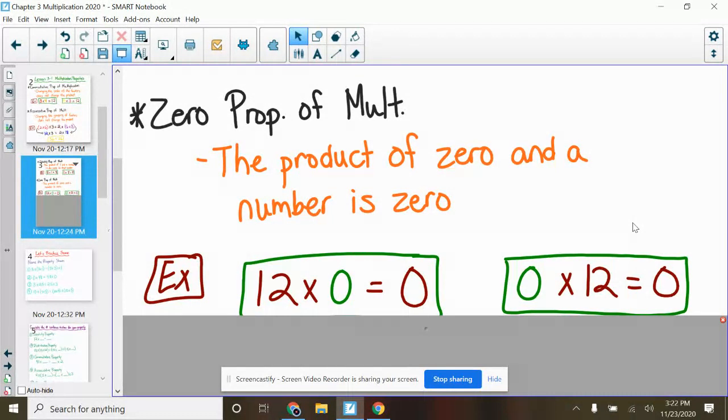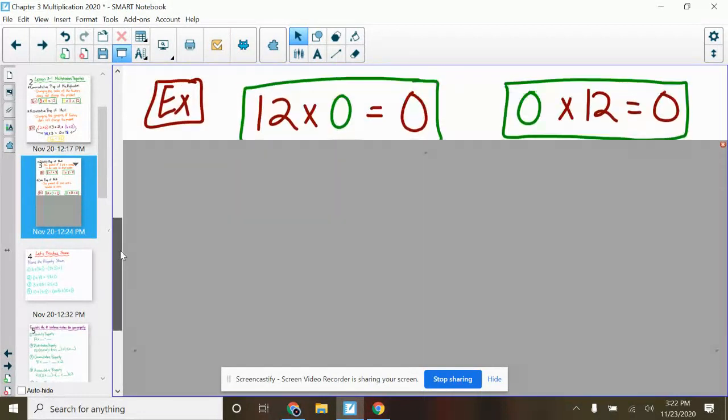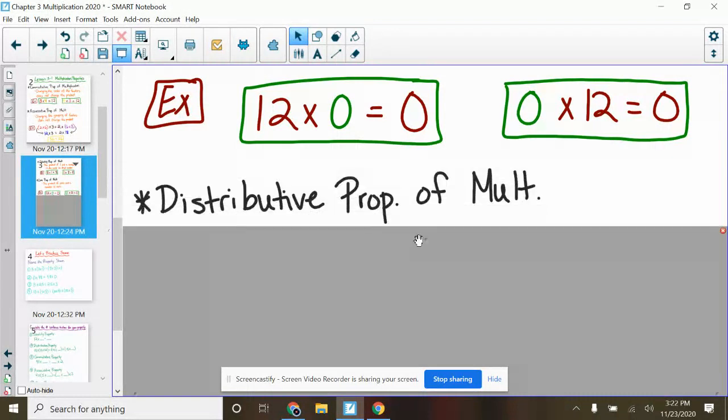So at this point, we've covered 4 different properties: the commutative, the associative, the identity, and now the zero. And if you remember, I said from the very start, we have 5 properties that we have to cover. So our 5th and final property is the distributive property of multiplication. This is one that you're going to see a whole lot, probably more than some of the other properties, just because when we start getting into order of operations, the distributive property is real important and it's used a lot.